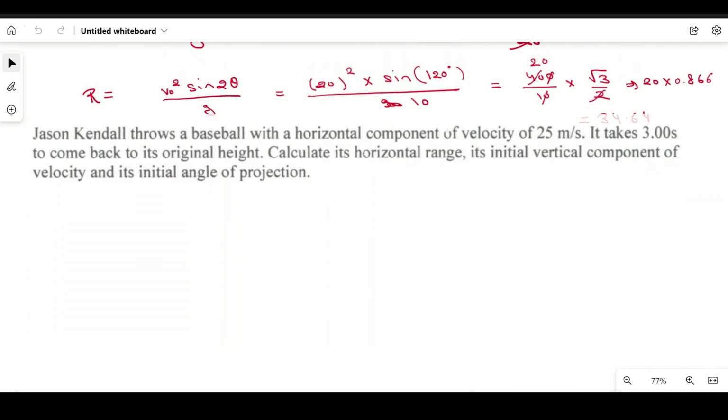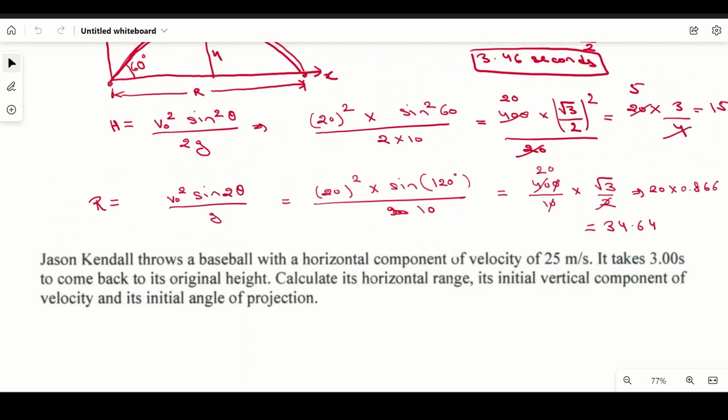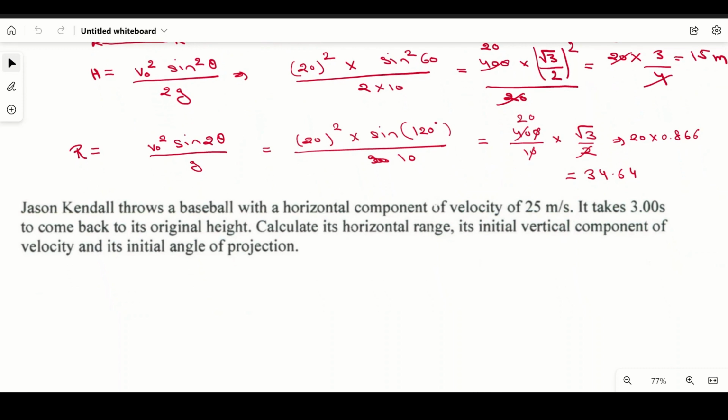Our next question is: Jason Kendall throws a baseball with a horizontal component of velocity 25 meter per second. So let's draw the parabolic motion.